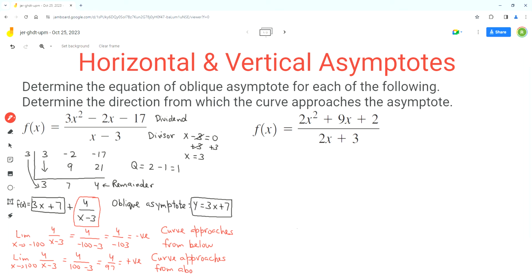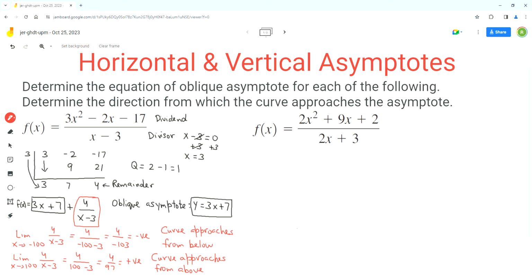So there is a very important concept we need to understand and memorize. The reason why a negative value makes the approach from below is because then we have to subtract the value of this fraction from the value that we get for that x value from the equation of the oblique asymptote. And for the positive result, we have to add that result to the value that we get for y from the equation of the oblique asymptote.